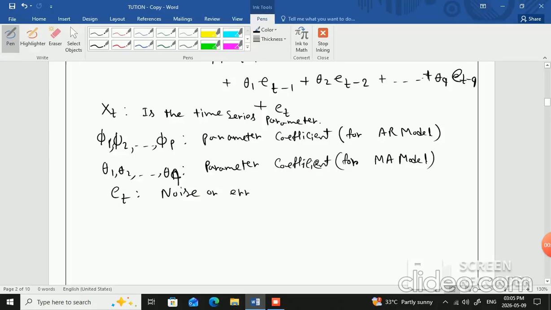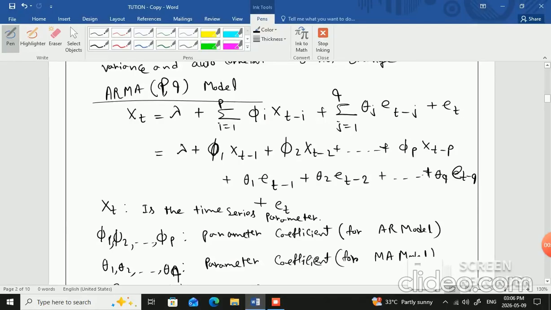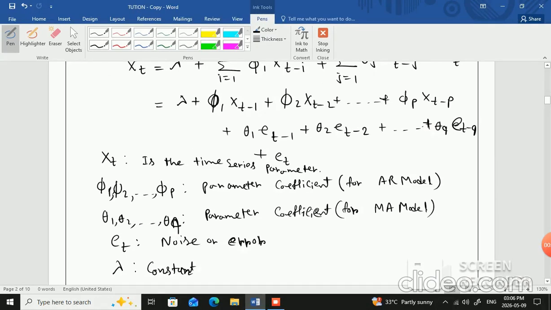We already discussed noise in model parameter estimation for forecasting data. In forecasting data, there are two parts: one is signal, another is error. This error is known as noise, and lambda is the constant. So the model of ARMA order P, Q is denoted by this, and its expression is also the same by applying summation, and the meaning of all terms is given.